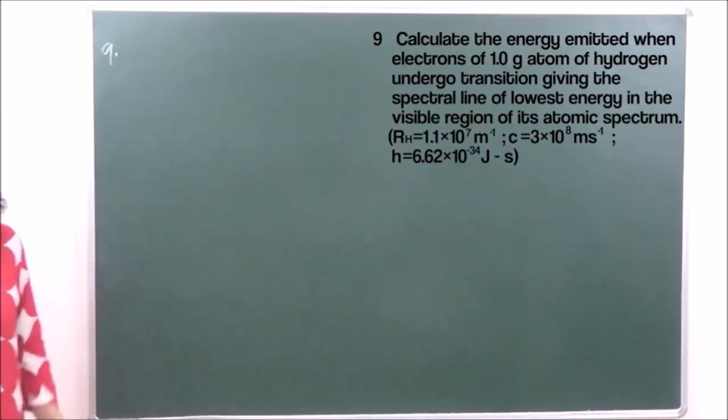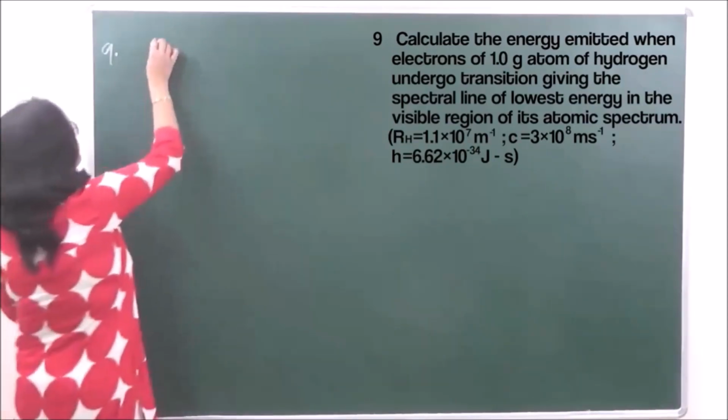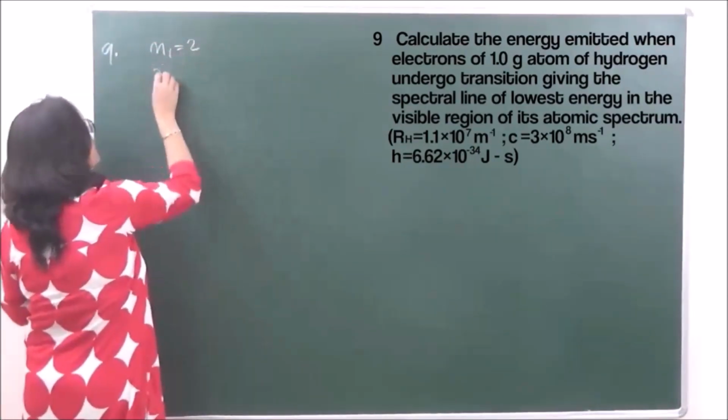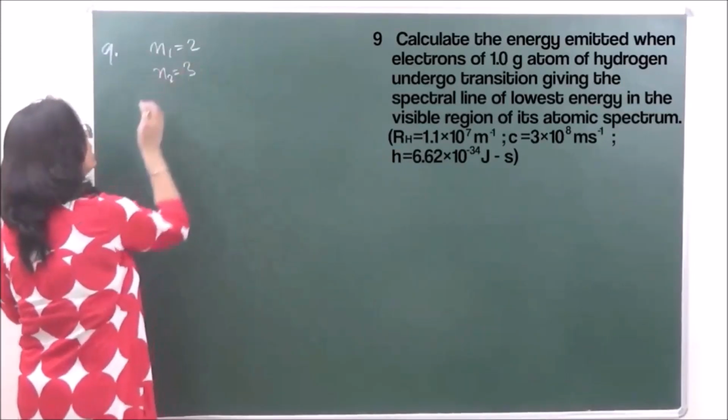So Bohr series we have to take over here. Transition will occur like Bohr series. So in Bohr series n1 is going to be equal to 2 and n2 will be equal to, because we are talking of the lowest energy, so lowest energy is going to be 2 to 3. Okay? So we have n1 over here 2 and n2 equal to 3.